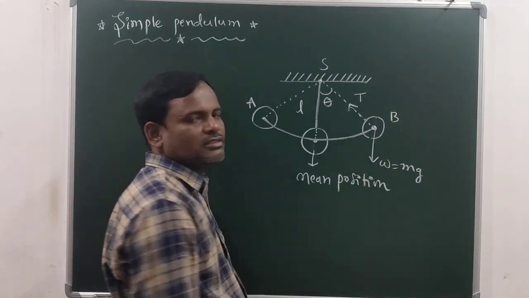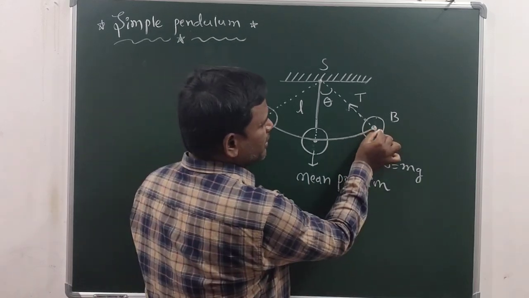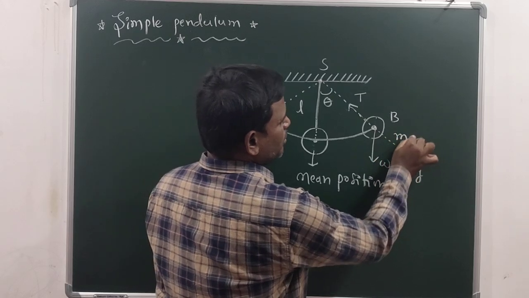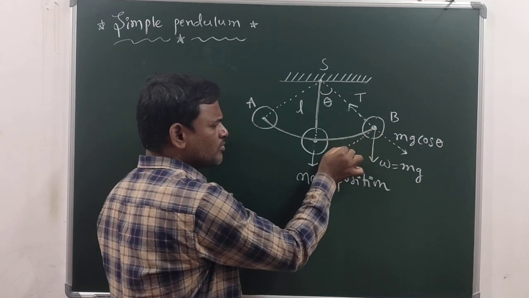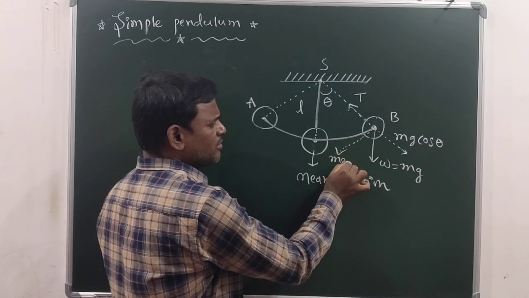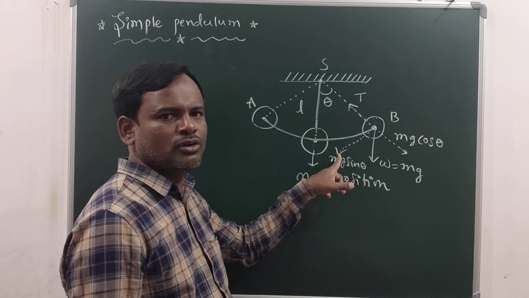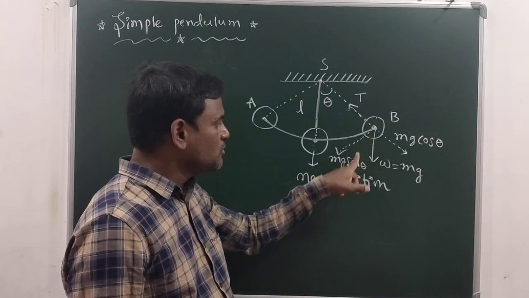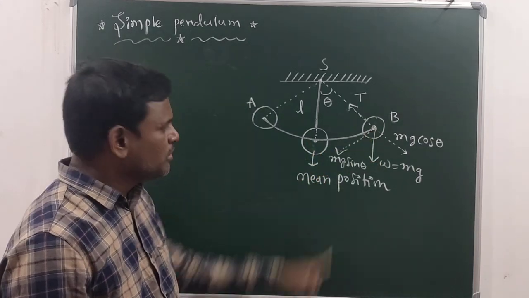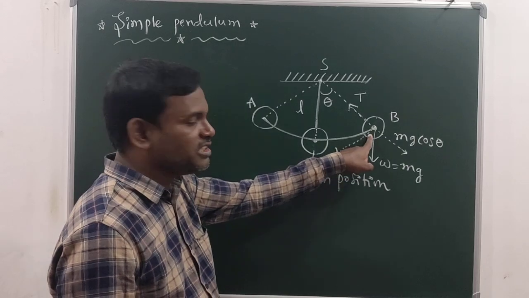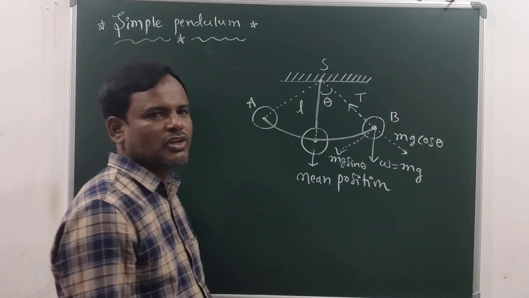And we resolve this weight force into two components. One is working this side, so that is equal to mg cos theta, and one more is working this side, that is mg sin theta. So due to this mg sin theta, this force brings this bob to the mean position. So this force always tries to bring this bob to the mean position. Okay, remember that point.